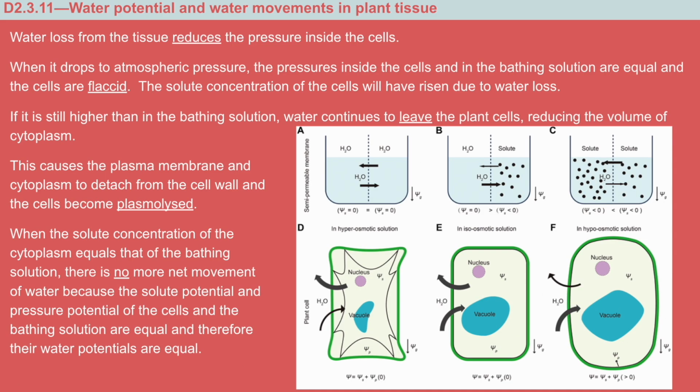This is going to reduce the pressure in cells. We're going to end up with flaccid cells due to water loss, and this is going to continue until the solute concentrations have evened out. This is bad news for the plant cell. It's become plasmolyzed. The plasma membrane is pulled away from the cell walls. This will continue until the concentration of the cytoplasm equals that of the bathing solution. So there's no more net movement of water at that time because the solute potential and pressure potential of the cells and the bathing solution are equal, and therefore their water potentials are equal.